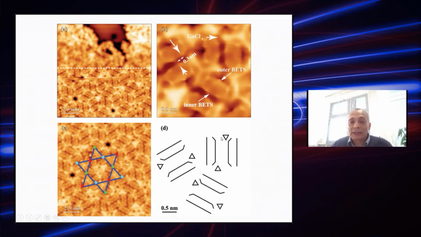And this Kagome lattice is unusual in the sense that it is robust at room temperature. It usually forms over a wide range, roughly 150 Kelvin. But once it is formed, it is so stable that even slightly above room temperature it is still stable, but it is destroyed completely around 70 Celsius.